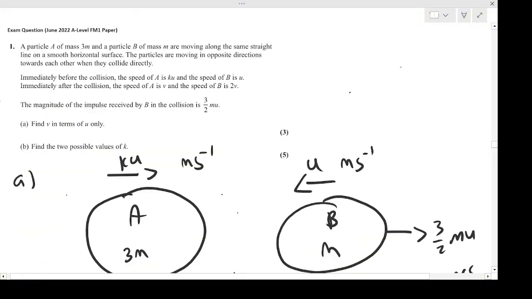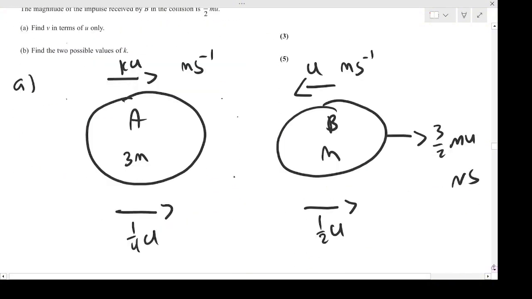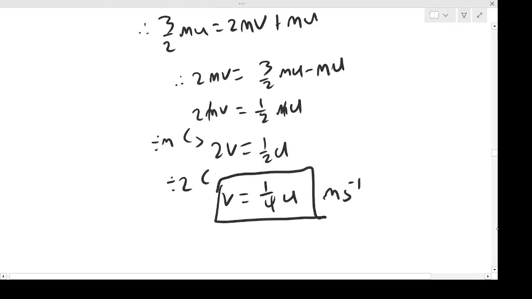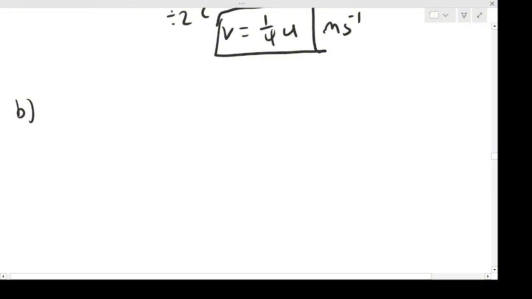And so part B then wants me to find 2 possible values of k. Now, I think this is where the tricky part of the question comes in. Because what on earth does it mean by 2 possible values of k? Right, well, if we want to find k then, well, now we could use conservation of momentum, right? So conservation of momentum.